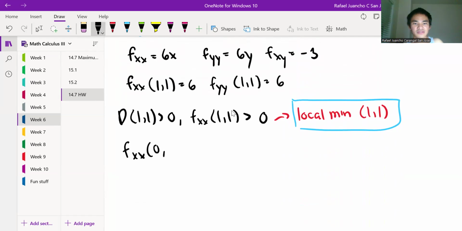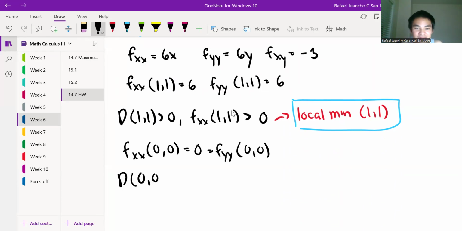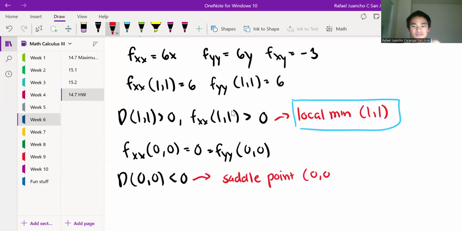Let me see what this is actually. This is 0. And so that's also equal to my fyy. And so my d in this case is, oh, and d is a negative. Yeah, because that's 0 minus 9. So it's negative actually. So there's my saddle point at 0, 0, the origin. I didn't know that. Yeah, I was just too careless, I guess. This one's 0, 0.